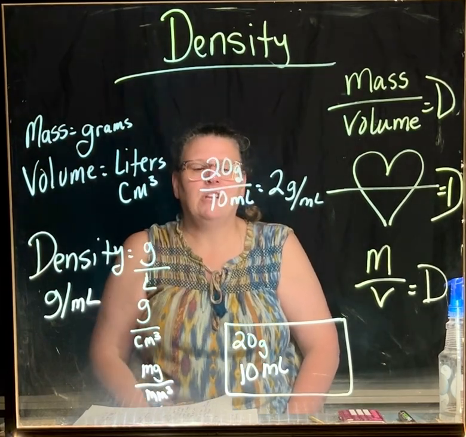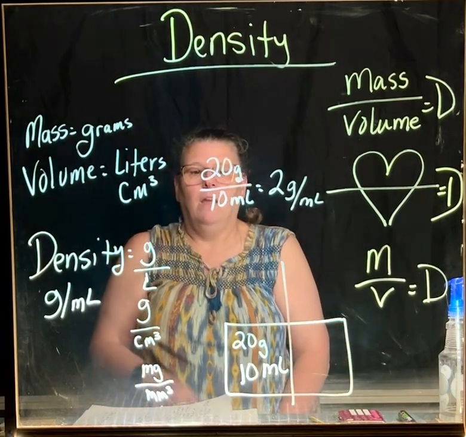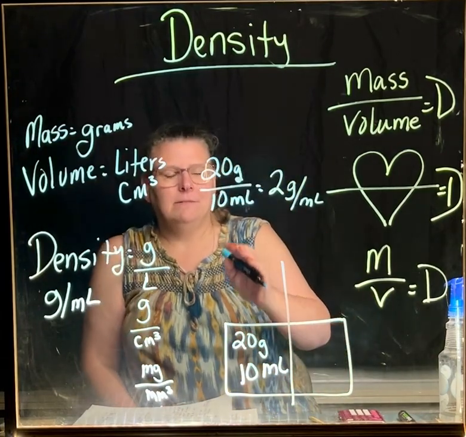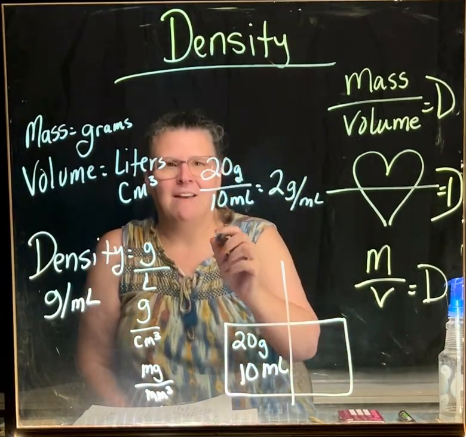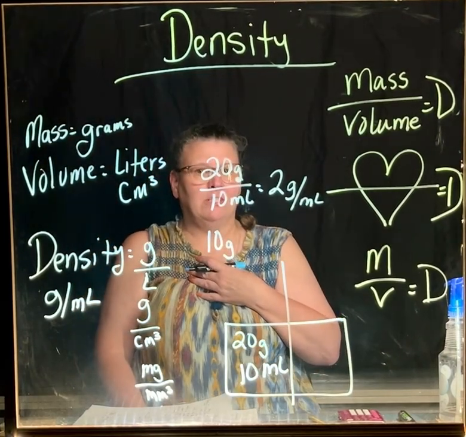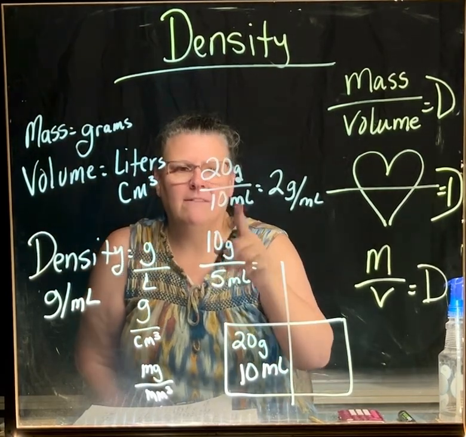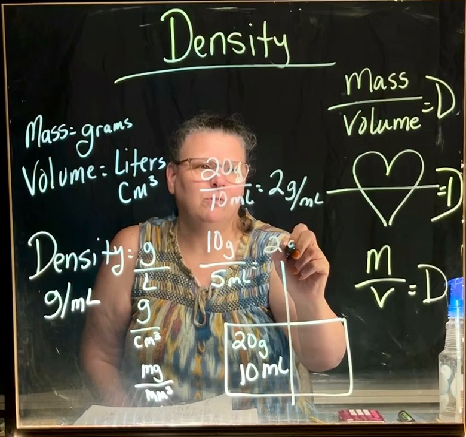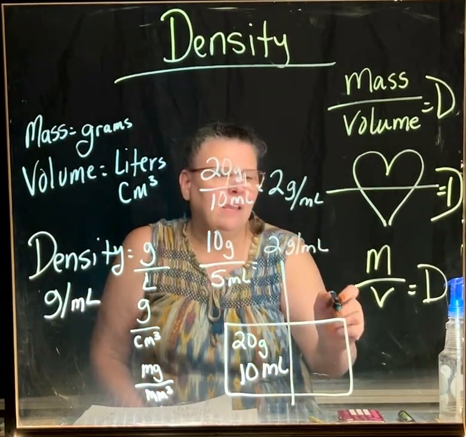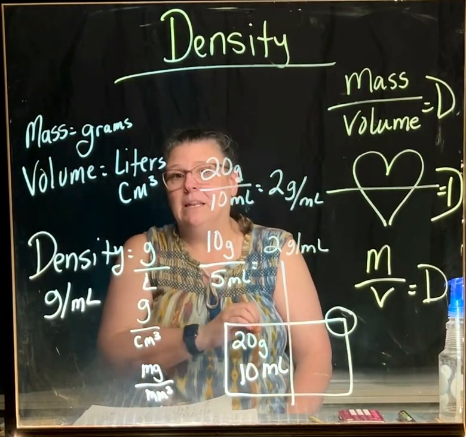Here's where it gets a little bit challenging. What would happen to the density if I cut this in half? Well, if I cut this in half and I only take one side of it, my mass is no longer 20 grams. It's only half of that, so it's only 10 grams. But my volume also changed by half. So now it is 5 milliliters. If I divide this, I still get 2 grams per milliliter. The density does not change even if you just take that little piece right there. It's still 2 grams per milliliter.